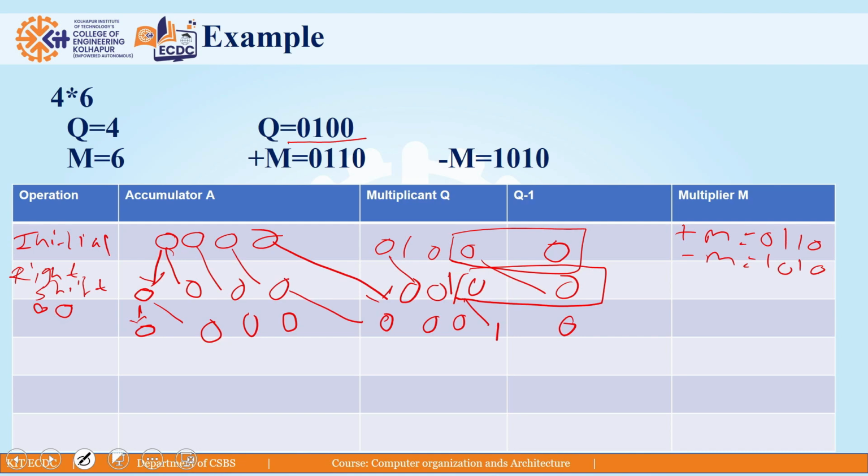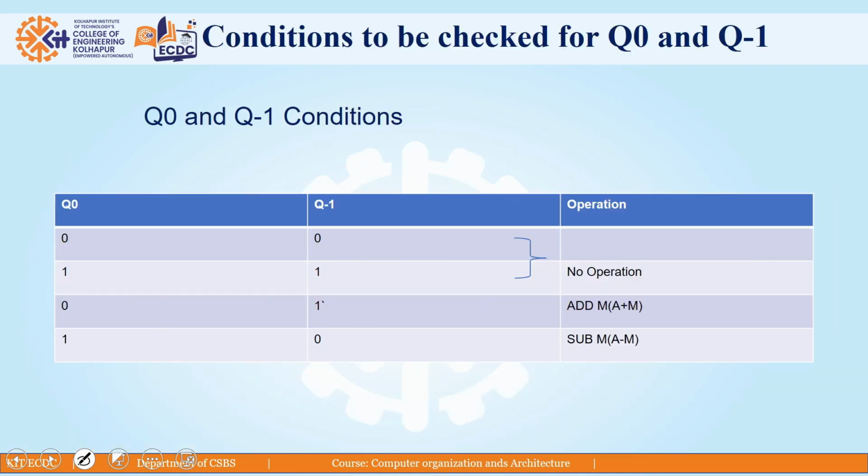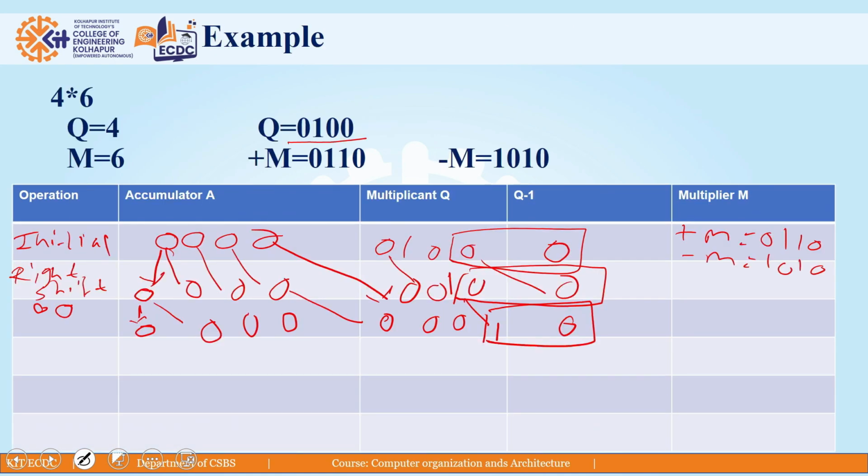Next step, again we are going to check the condition, and it is 1, 0. If 1, 0 is there, which operation are we doing? 1, 0 means we have to do the sub M operation. Sub M means A minus M value. Here the condition of Q0 and Q minus 1 is 1, 0.